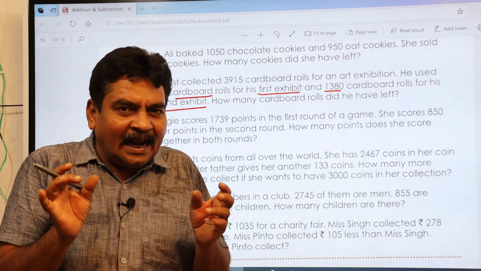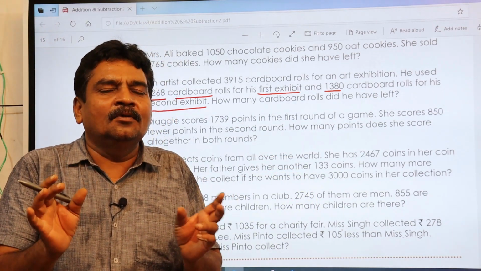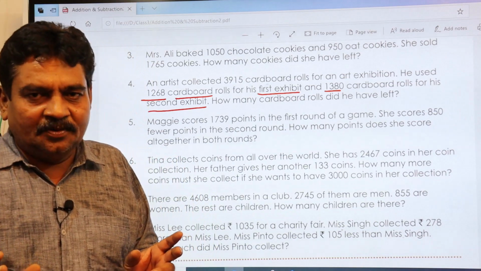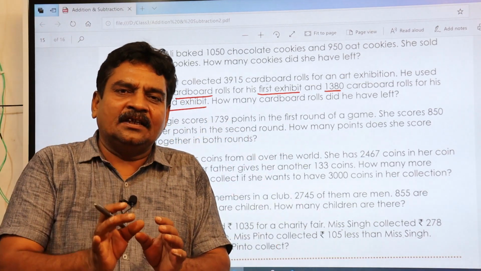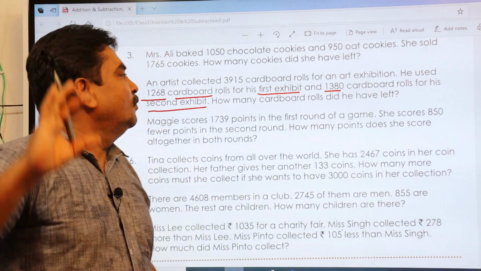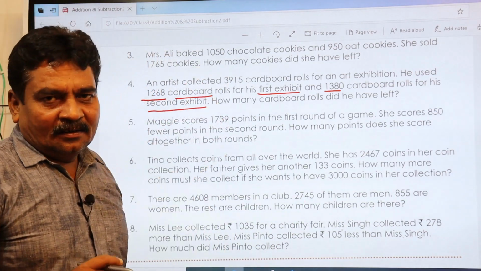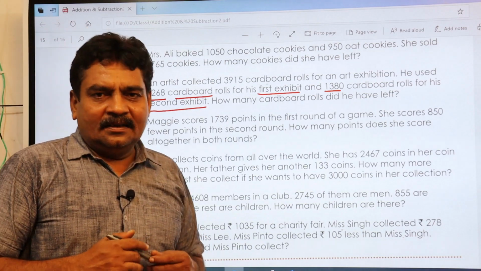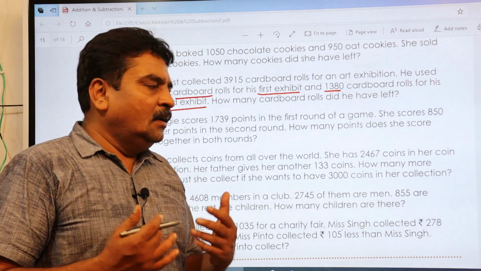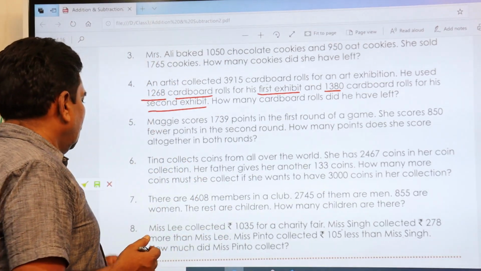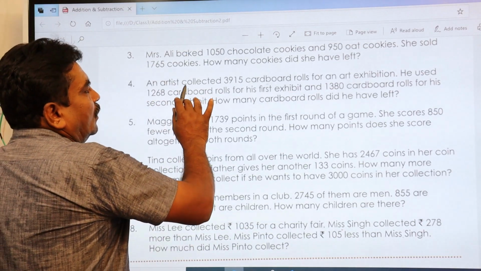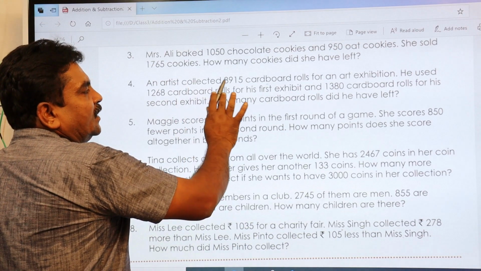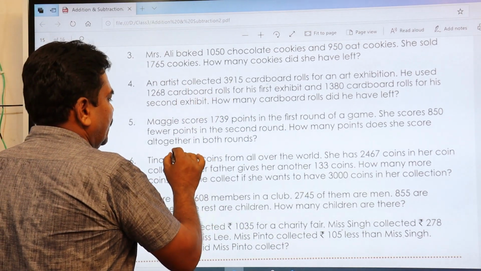Means you have to first add how many cardboards he used in exhibition A and exhibition B. After adding these two, you subtract from the total cardboards he collected. That is your answer. So how are you going to do it? Let's see. Total collected cardboards are how many? So write down the solution.